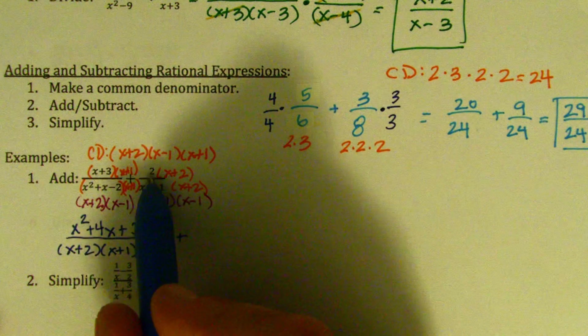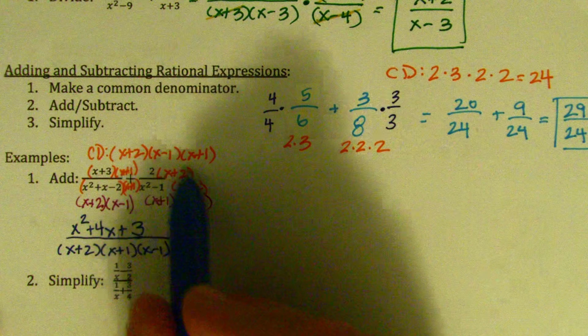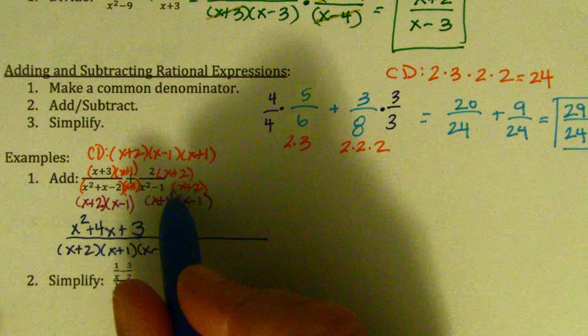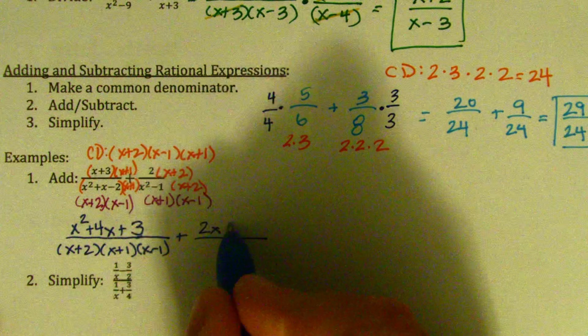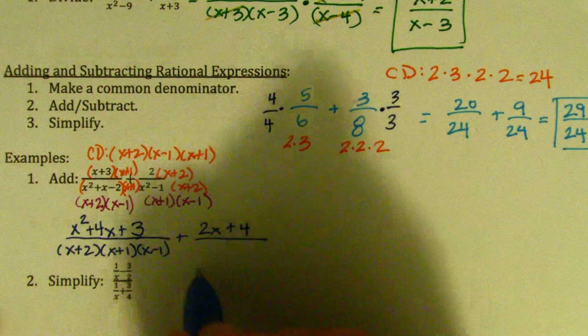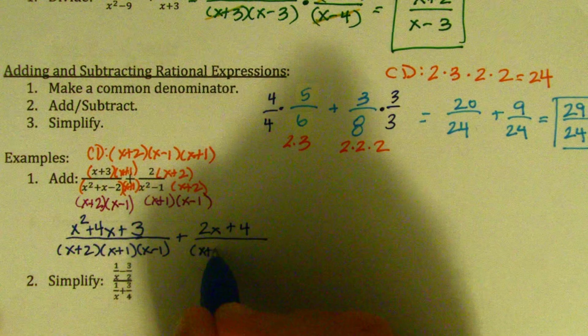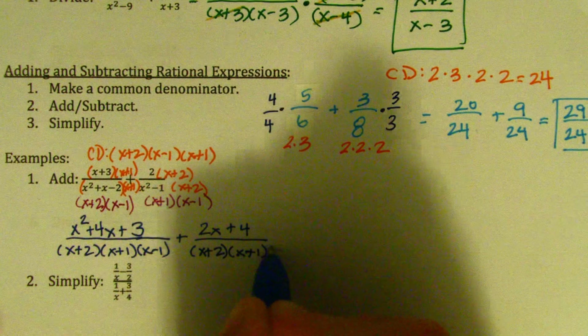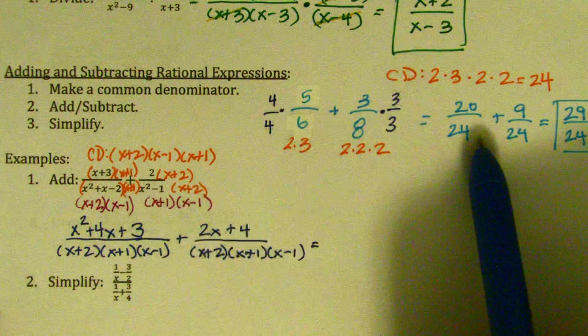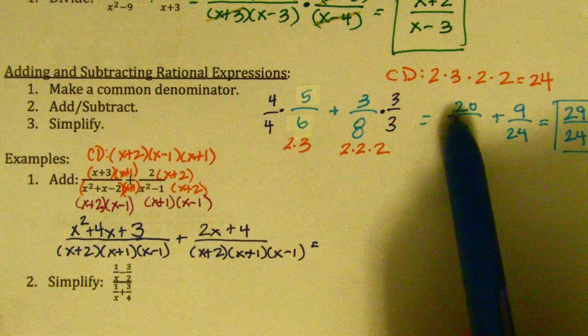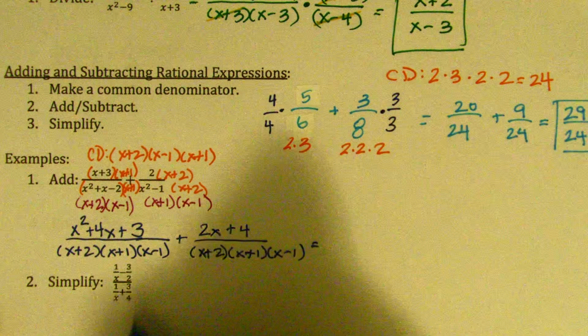And then on top over here, I just have 2, so I just have to distribute the 2 here, and that's going to give me 2 times x is 2x, 2 times 2 is going to be 4, and then again the common denominator. And now that I have a common denominator, just like we saw over here where we had the same denominator and we could go ahead and add, now same thing happens here.